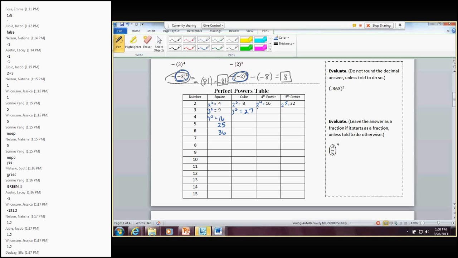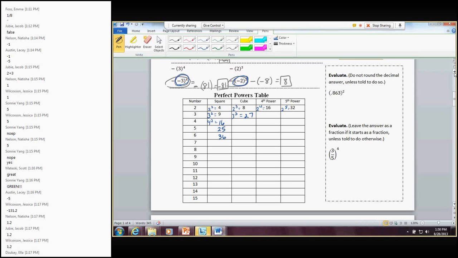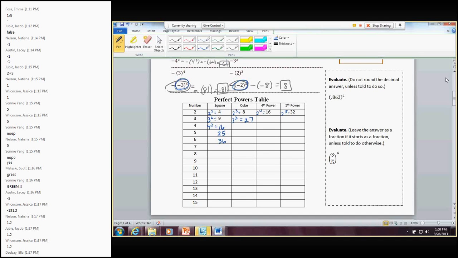Take out your calculators, and I told you we wouldn't really use calculators this week. I lied. If you have a calculator, go ahead and put this in your calculator. You're going to type 0.863, then your caret button, or you'll see an x to the y. That gives you the exponent. And then you put in 2, and then hit your enter button. Tell me exactly what you get.